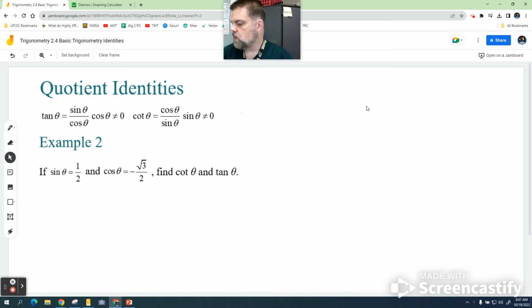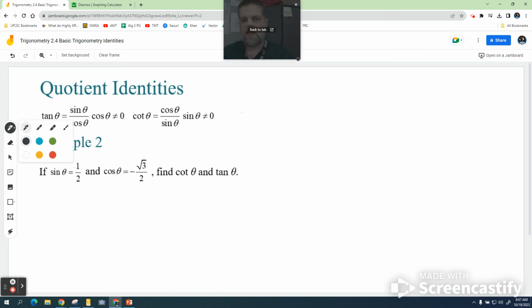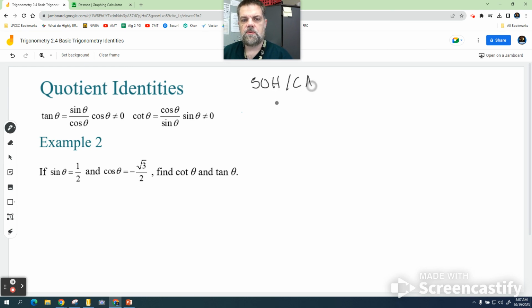All right, so this one's pretty straightforward. But before we actually plug it in, how do I know that tangent is the same as sine over cosine? So let's think of it like this. If we say SOHCAHTOA, and I do want you to write this down because it prepares you for what we're going to do with these trig identities.